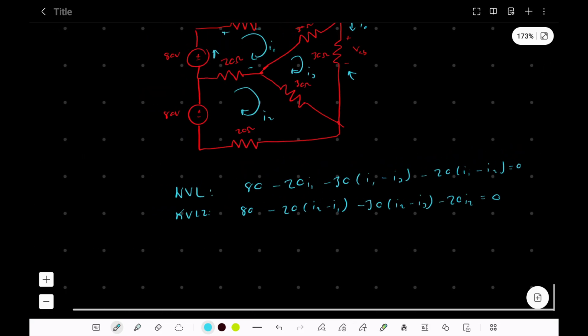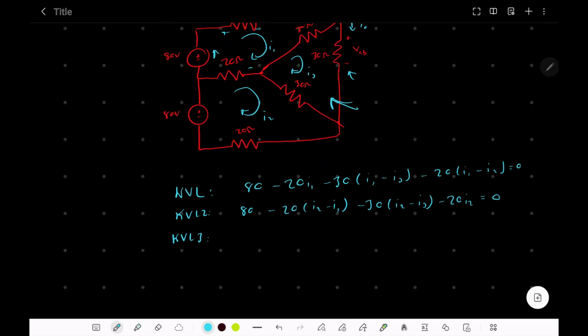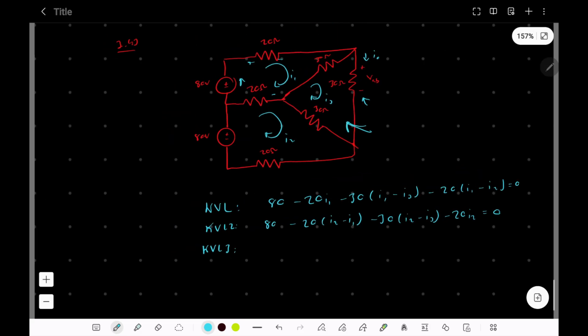Now finally we're going to do it for this last loop. Since they're all drops, we're just going to write them out as a sum. So this is going to be 30 times I3 minus I1, plus 30 times I3, plus 30 times I3 minus I2 is equal to 0.